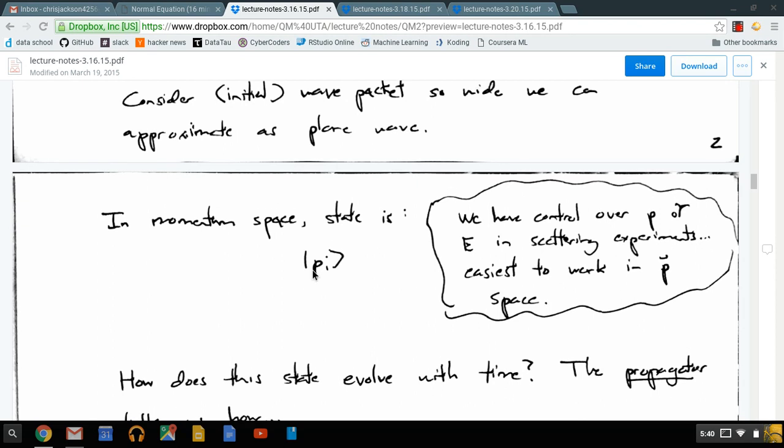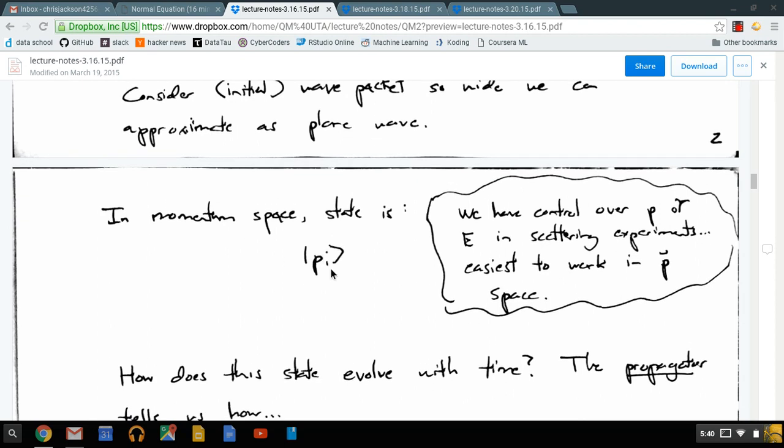And in particular, we're going to work in momentum space. And like I told you last time, a lot of times when you're doing scattering theory, it's a lot more convenient to work in momentum space, and then in the end do a Fourier transform to get quantities in position space.